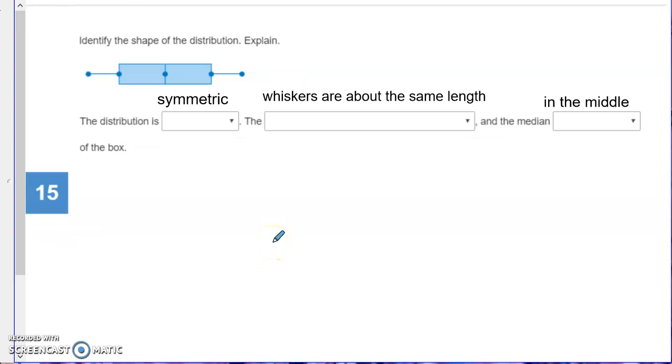And question number 15 says identify the shape of the distribution. Well, looking at this box and whisker plot, the distribution is symmetric because the whiskers are about the same length and the boxes are about the same length. So the distribution is symmetric, the whiskers are about the same length, and the median is in the middle of the box. And again, all of these are options when you click on those to pull down the menu.